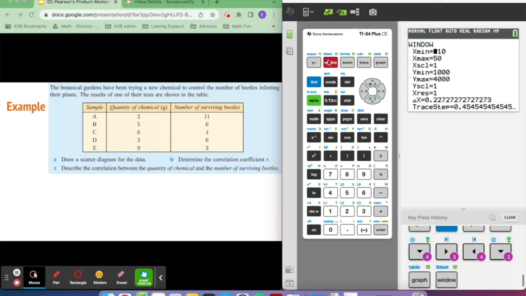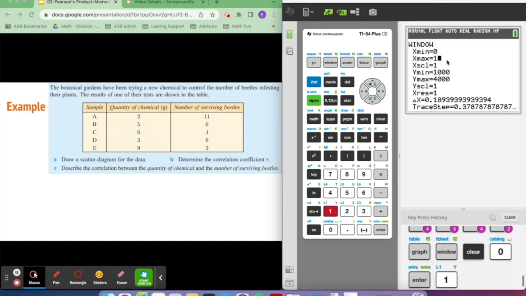So we're going to go click on window. Right now, my window for the x values goes from -10 to 50. That's way too big for me because if you look at my x values, I'm going from 2 to 9. So a good domain for the x values, we always go a little bit under and a little bit above the minimum and maximum. So if 2 is my minimum, then I might want to change this to 0. And then if 9 is my maximum, I might want to change my x maximum to 10. The scale means how many are we increasing each time. We can keep that to 1.